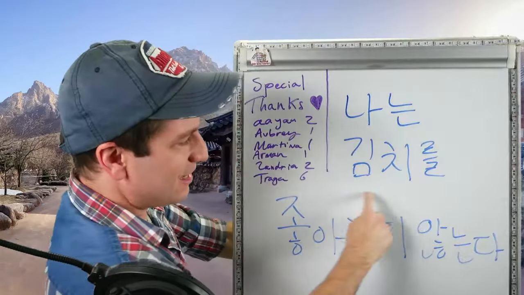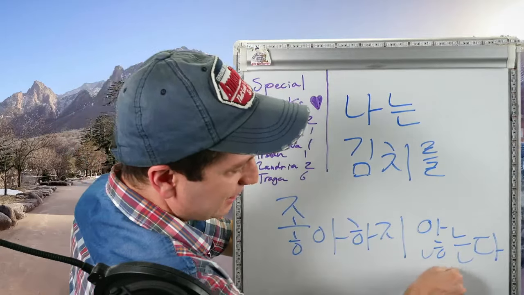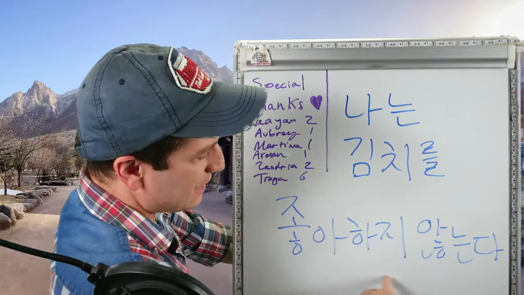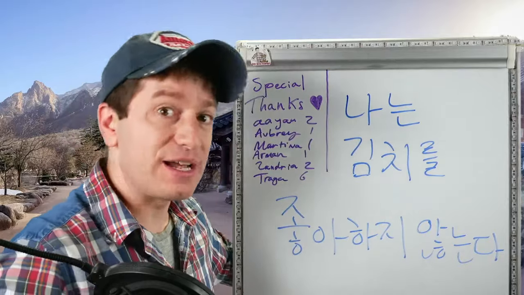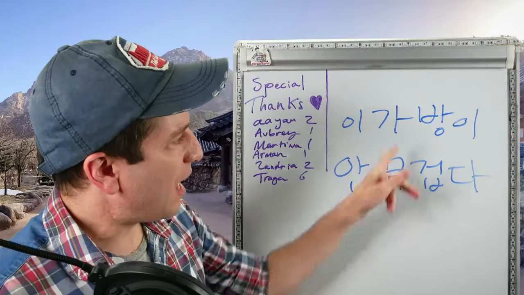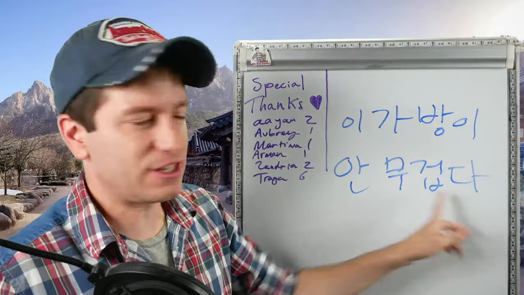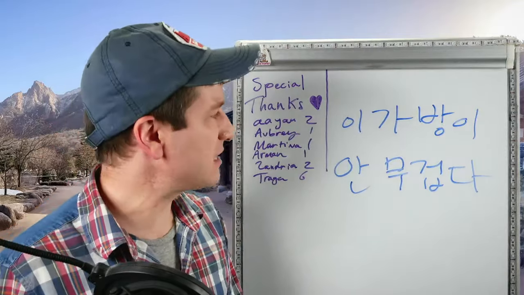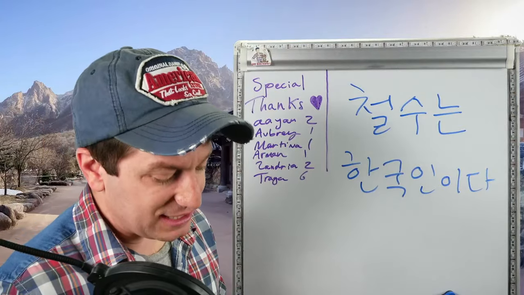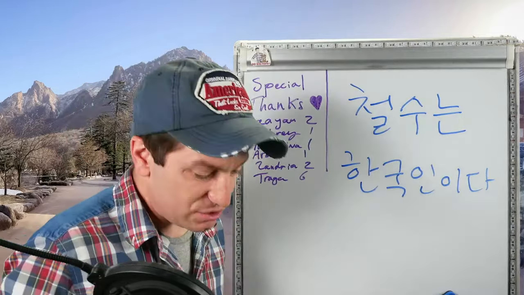나는, I, 김치를, kimchi, 좋아하지 않는다. Do not like. Notice 않는다 because to like is an action verb. 나는 김치를 좋아하지 않는다. I do not like kimchi. Although I do like kimchi, in the example sentence, I do not like it. 이 가방, this bag, 이 가방이 안 무겁다. 무겁다 is to be heavy. 안 무겁다, not heavy. This bag's not heavy. 이 가방이 안 무겁다. 철수는 한국인이다. Or 한국 사람이다. 철수 is a Korean. 철수는 한국 사람이다.